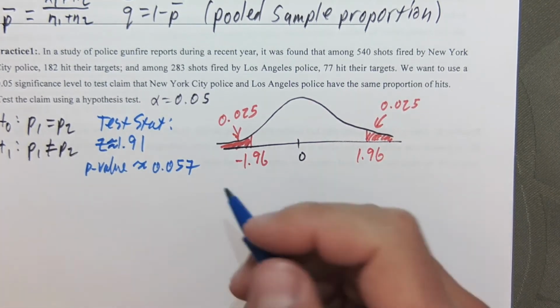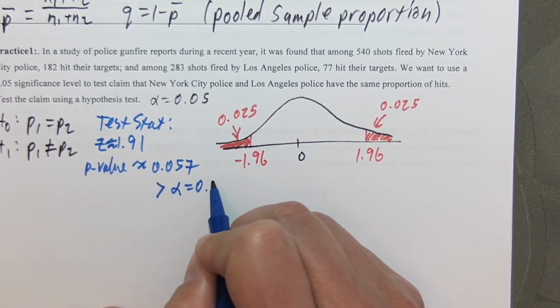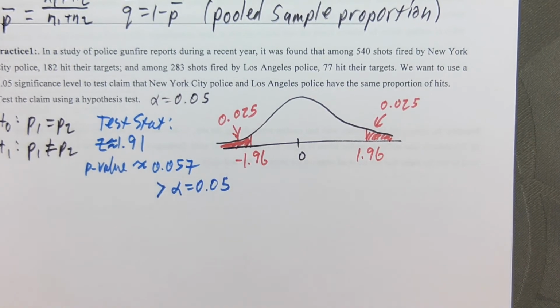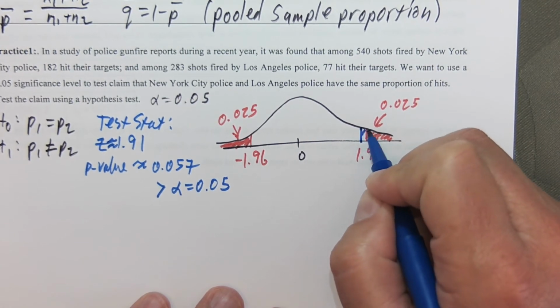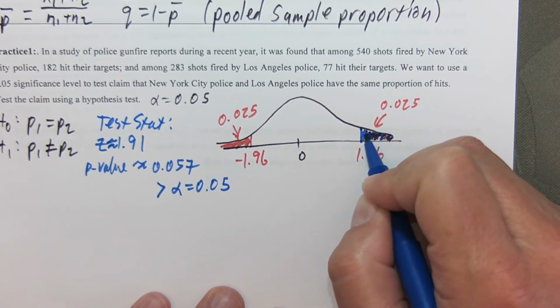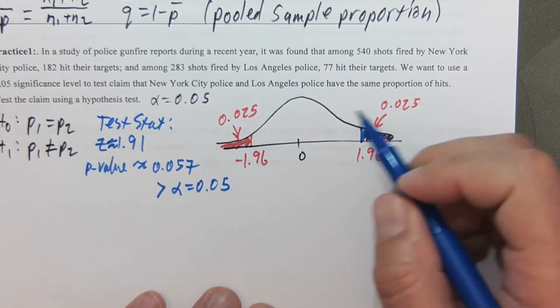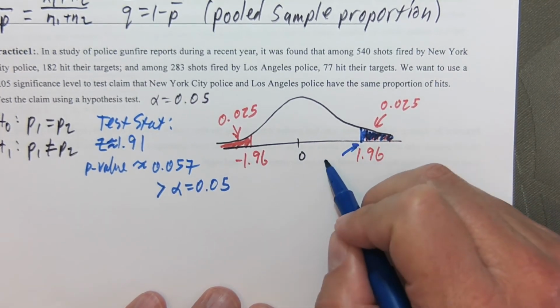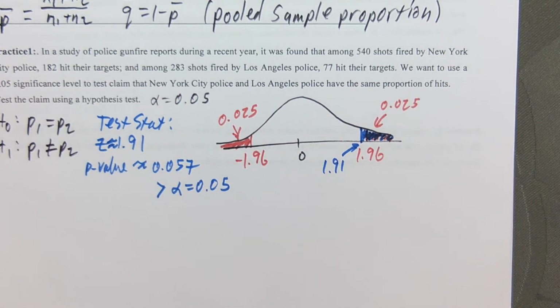Now this is to be compared to, this is definitely bigger than our alpha, which is 0.05. So just to be clear, 1.91 is there. And of course, this area is half that, because we have also over here. So this value here is 1.91. It's just shy. So it's looking to me that we are in the fail to reject zone.